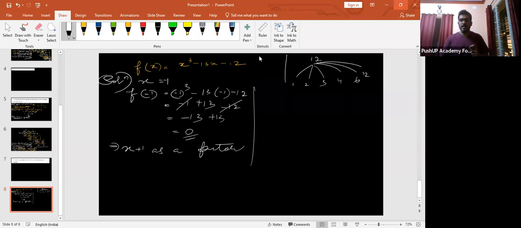So let me do long division over here. x cube minus 13x minus 12. What is the divisor? x plus 1.